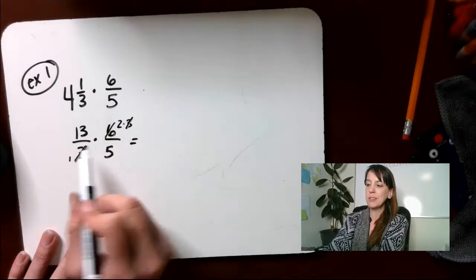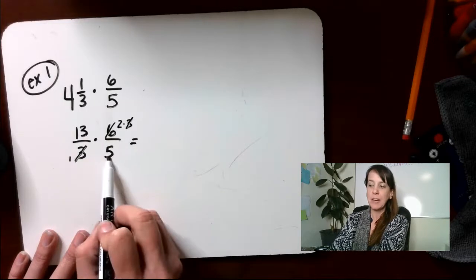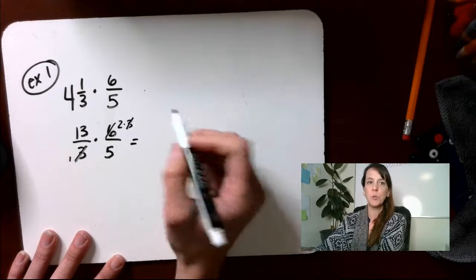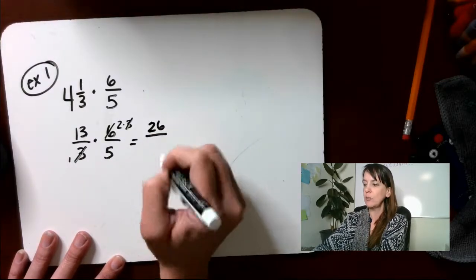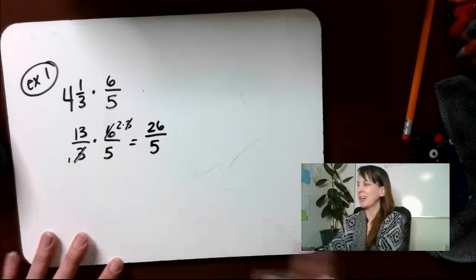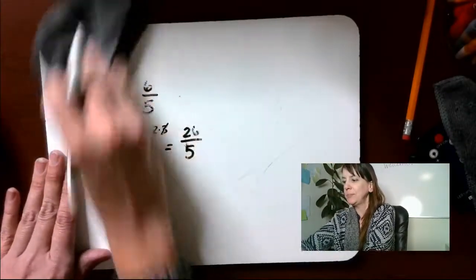Now, upstairs, 13 is prime. I can't break that down. 5 is prime. I can't break that down. So what I have is 13 times 2, which gives me 26 over 5 times 1, which is 5. There's your answer. There is your answer.